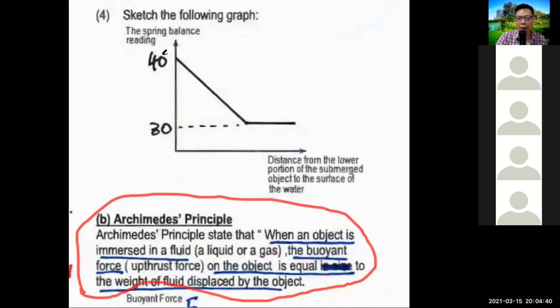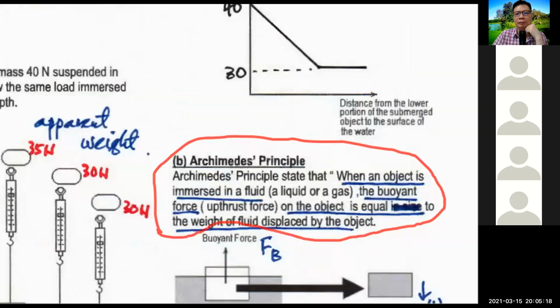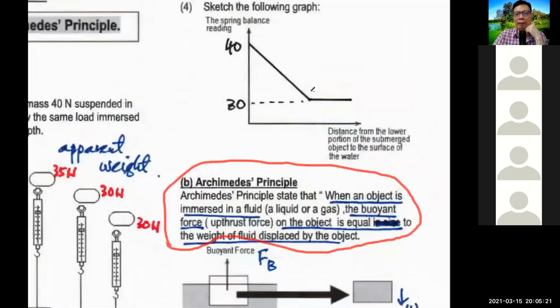So the graph, you need to plot something like this. It starts from 40. Here is the spring balance reading. Here is the distance from the lower portion of the submerged object to the surface of water, meaning the depth, how deep you submerge it. You can notice that the deeper you submerge, the reading becomes smaller: 40, 38, 35, 30, and then becomes constant. 30 and 30 remain the same, fixed already, never change. This is the graph. 40 drops to 30 and then becomes constant.